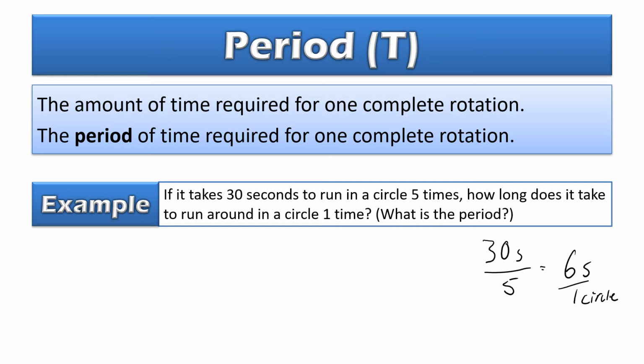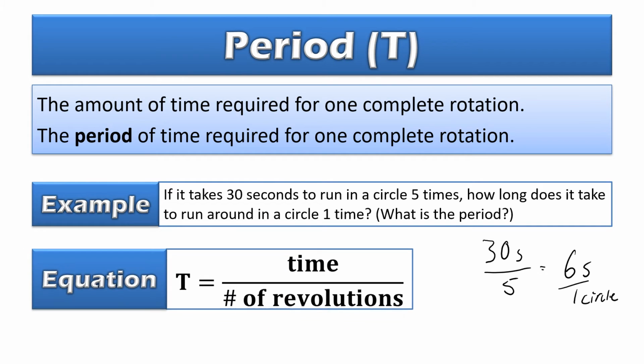Okay, so this is kind of a formula in and of itself. You took the time and you divided it by the total number of circles. So let's make that a formal formula or an equation. T, capital T, the period, is equal to the total time that they give you. In this case, it was 30 seconds, divided by the number of revolutions that it takes for that whole time. So sometimes they'll tell you like this, and sometimes they'll just be like, hey, it takes 30 seconds for one cycle. And then you don't have to do this. If they say it takes 30 seconds for one, then you already know the period. It's 30 seconds. But sometimes you'll have to calculate it, so this is a handy formula that we can use.